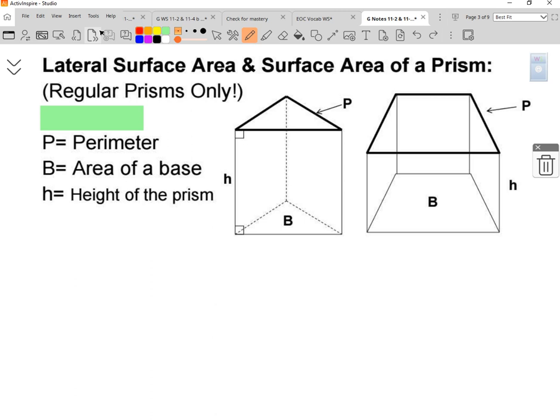We are looking at regular prisms only. That means the base is going to be a regular polygon, so all the sides are going to be the same for now. The formula is the same as it was for the cylinder. Surface area equals 2 times the area of the base plus the lateral area, which is the perimeter of the base times the height. When we used this formula on a cylinder, instead of perimeter we used circumference, right? But now technically we are using the perimeter.